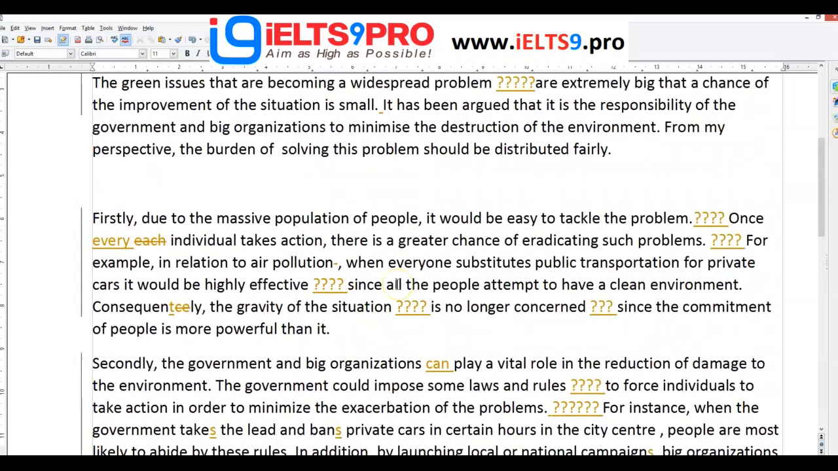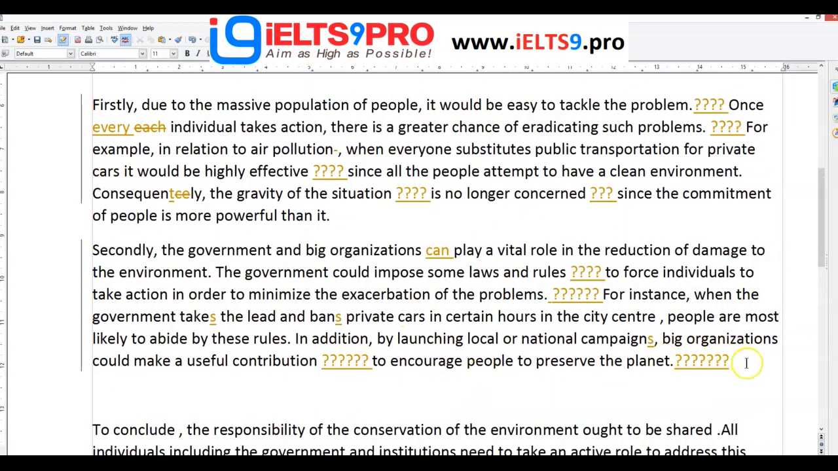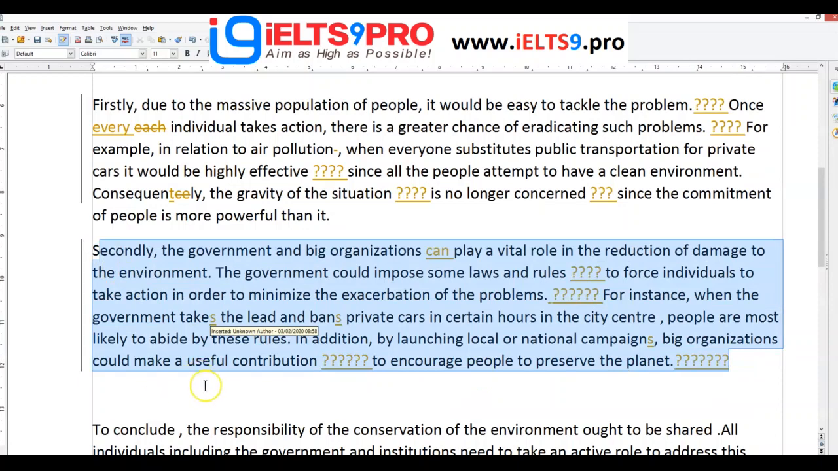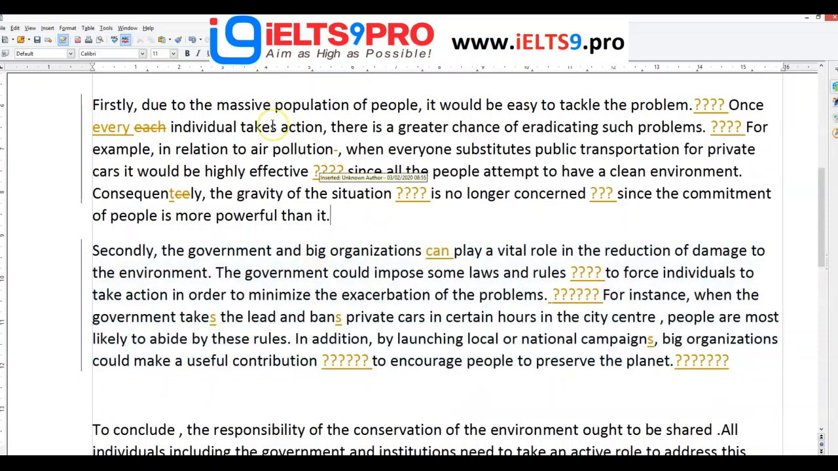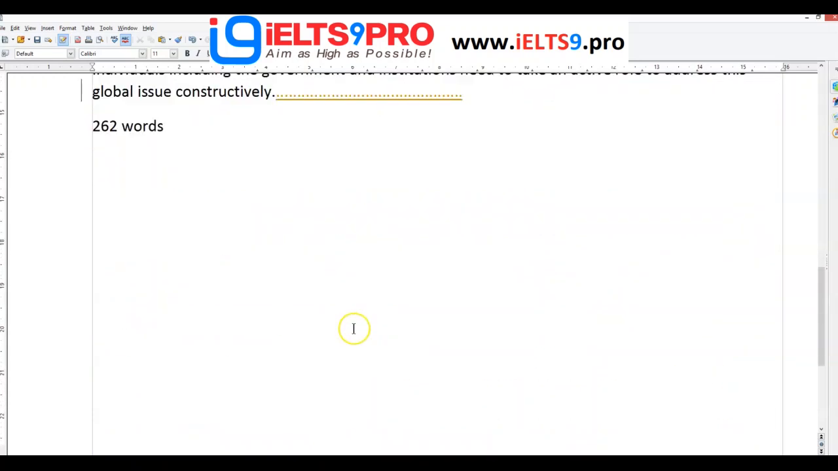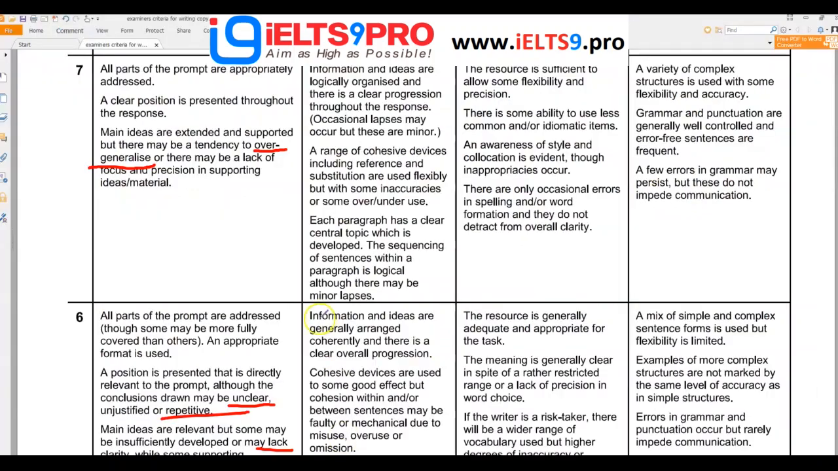But the problem here, it's too vague. You're not telling me anything. Some people can do something somewhere, somehow. First you say individual takes action, then you say the government should make individuals take action, but it's still individuals taking action. So how is that the same thing? The logic is circular. It's going round and round.